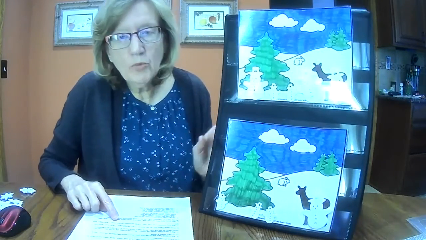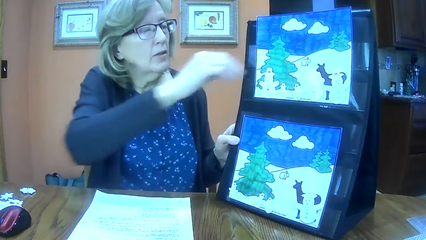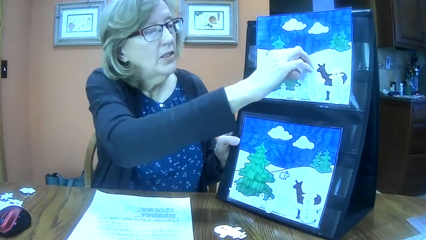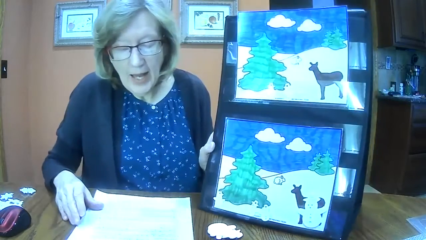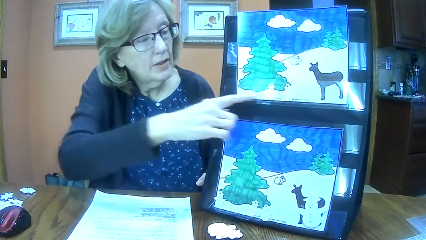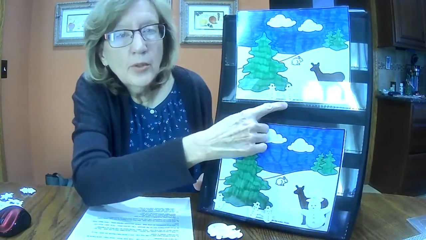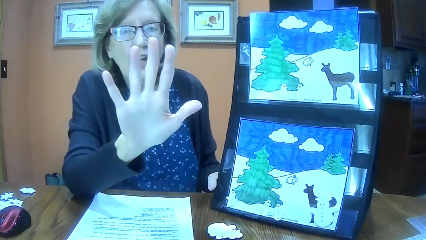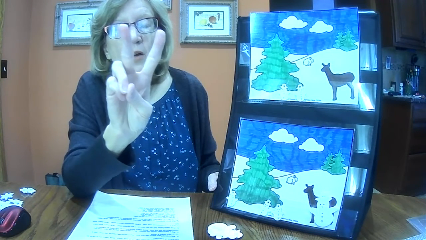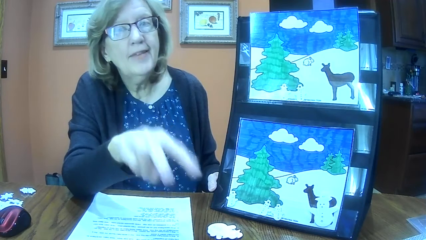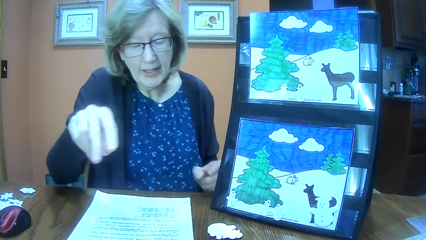So now I have 5 snowmen on my mat. And then it says 3 snowmen melted away. Uh-oh. 1, 2, 3. And now how many snowmen are left? 1, 2. So we started out with 5 and 3 melted away. And so we only have 2 left. And that's another example of subtracting.